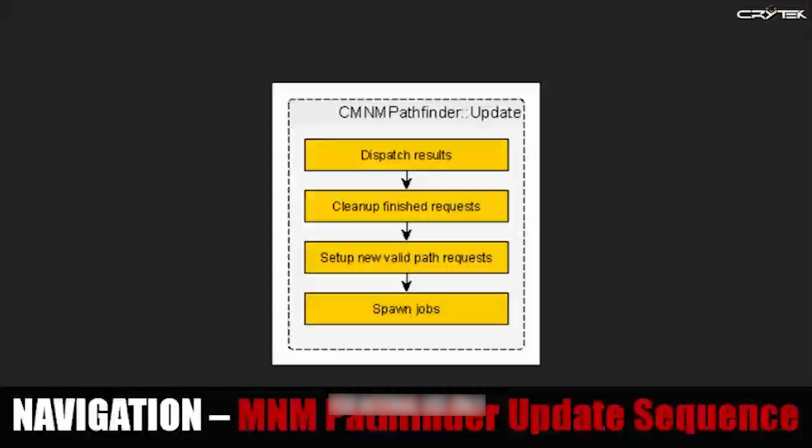You have the dispatch result from your previous update. Then you clean up the requests so they're ready to be reused. Then you set up new valid path requests. You can say, okay, I have this box. I already dispatched to you the path that you requested. Now I clean it up. I reset all the data. And now I can set up a new request, maybe for a new agent type, a new mesh. Then I can spawn the job to work on this.